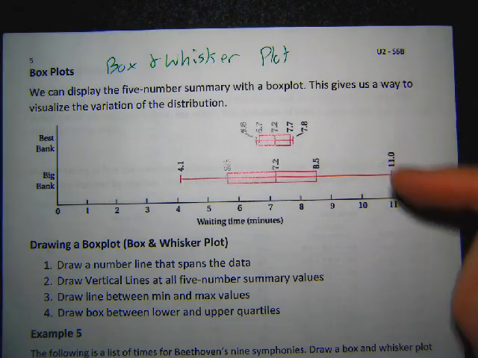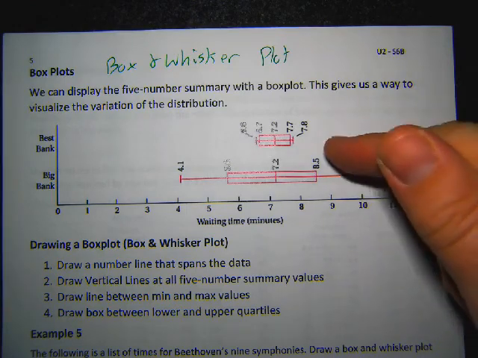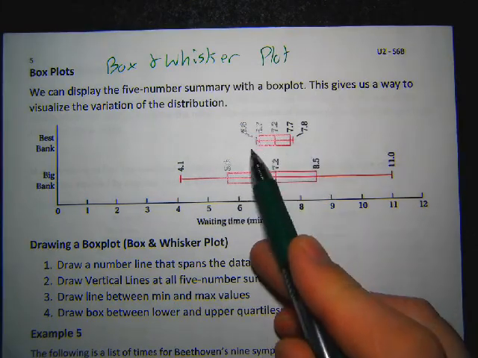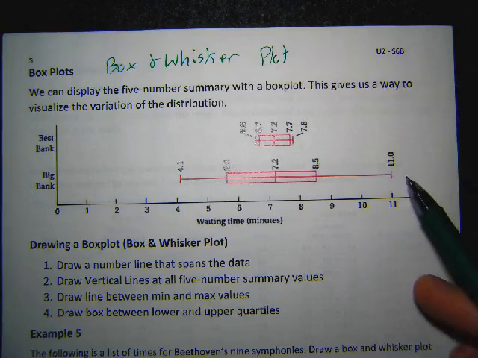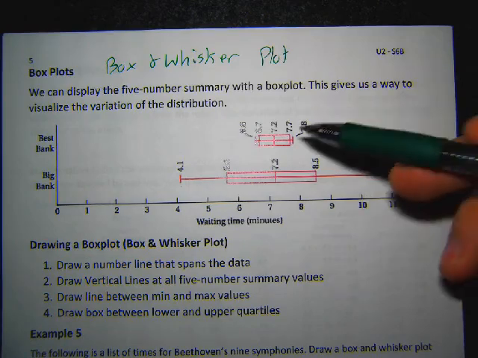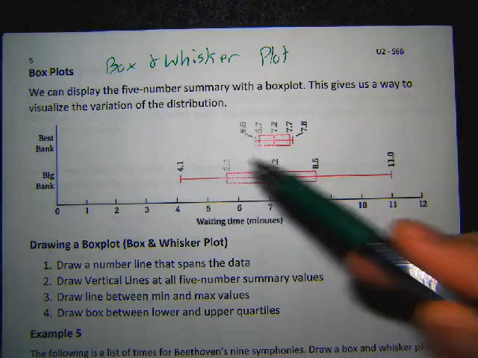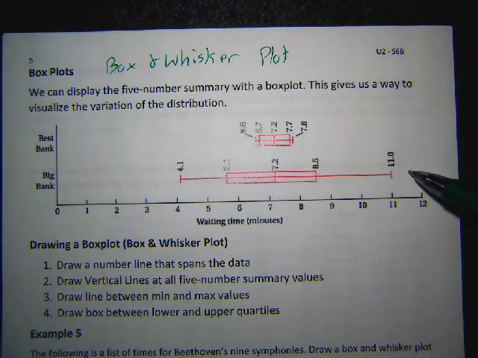So here we have Best Bank and Big Bank again, the same ones. And again, Best Bank, you can see there's a lot less spread. Their 5-number summary goes from 6.6 to 7.8. And then Big Bank, their 5-number summary is a lot bigger. It goes from 4.1 to 11.0. So with a 5-number summary, you're going to have a line for all 5 points of that 5-number summary. So you have your min, your lower quartile, your median, your upper quartile, and your max. That's what the 5 numbers are.